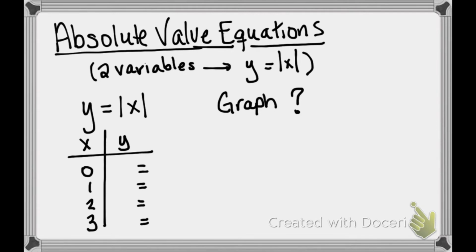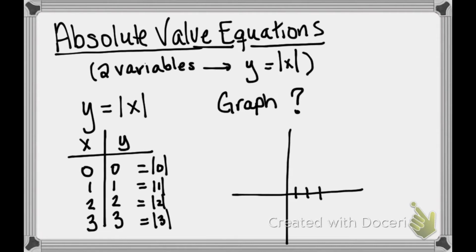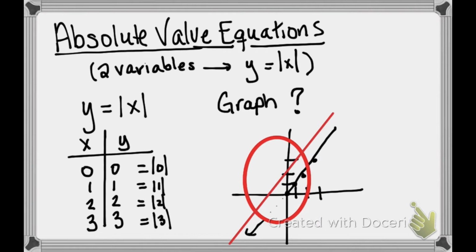I get the absolute value of 0 is 0, the absolute value of 1 is 1, the absolute value of 2 is 2, and the absolute value of 3 is 3. Then I'll go ahead and graph this. I go from 0 to 3 on both sides, and it looks like I have a straight line. So it looks like I want to just go to the other side and create a straight line, but this is not a graph of the straight line.